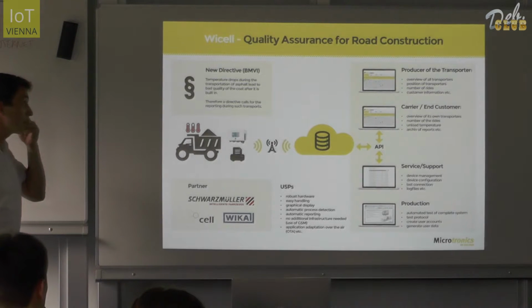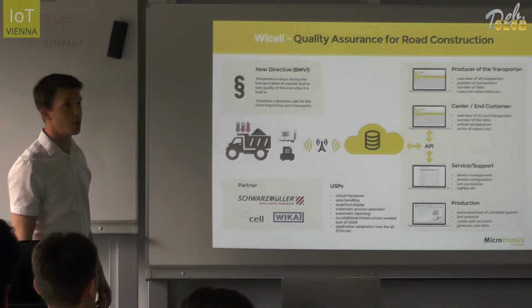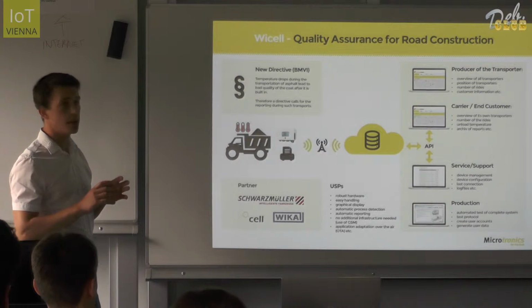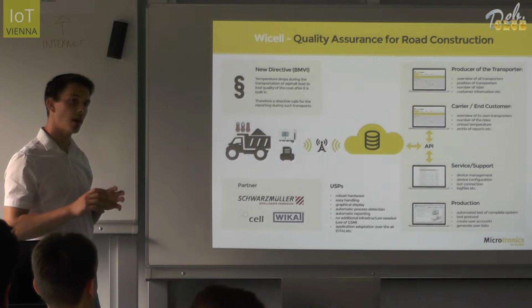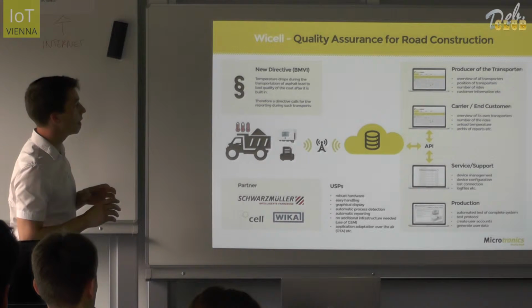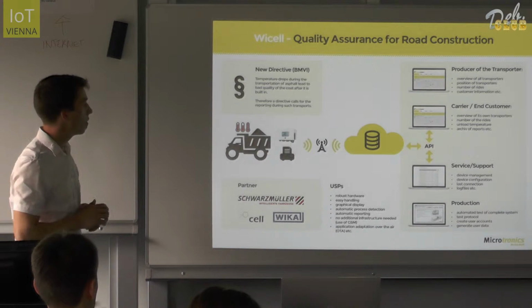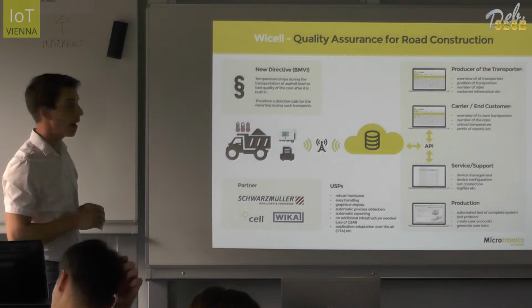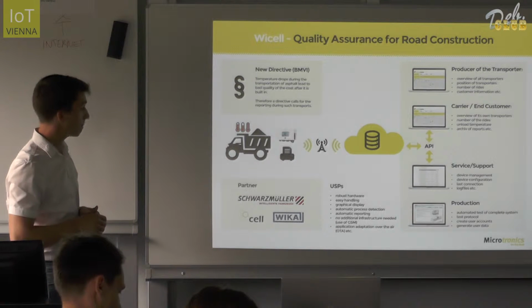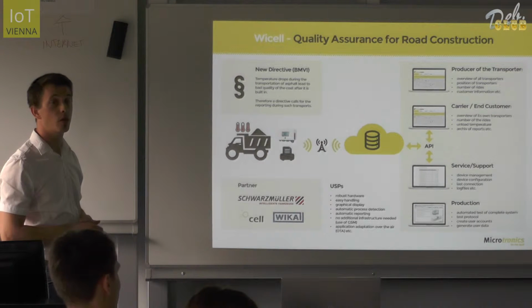The project itself was driven by a new directive. The German government has given this directive because they have seen from studies that the quality of the asphalt, once it is built in, can be really bad if the asphalt temperature dropped during the transport. So they give some directives, and one of the directives is the reporting of such transports. And that's why we started this project with Schwarzmüller.